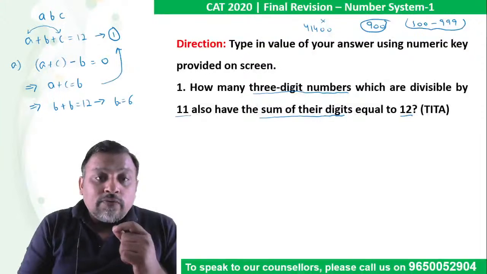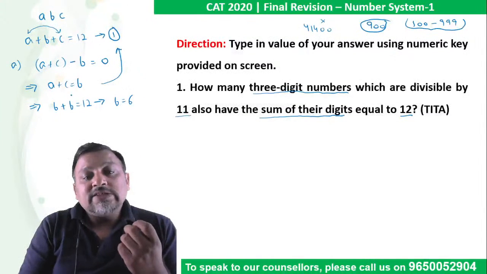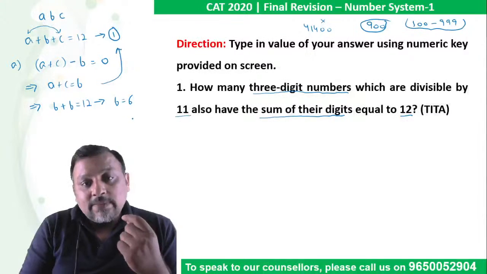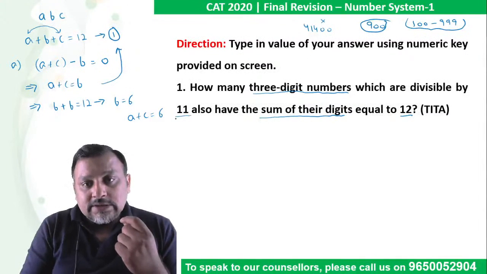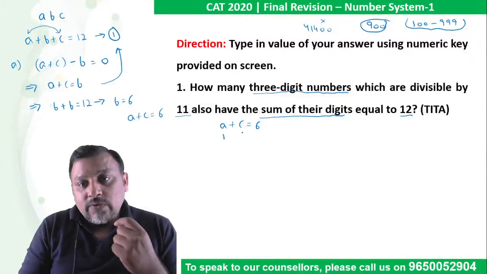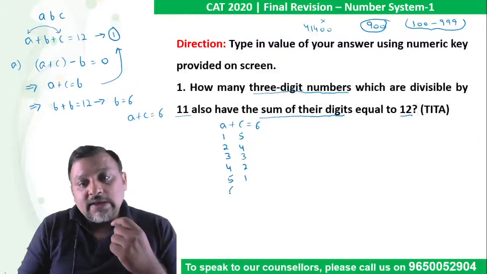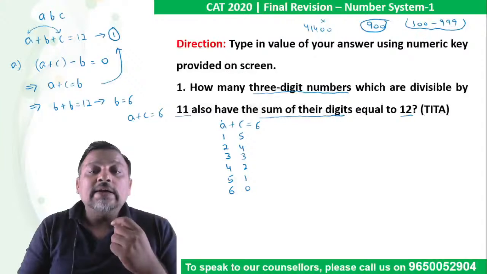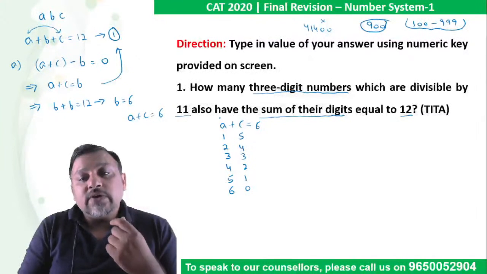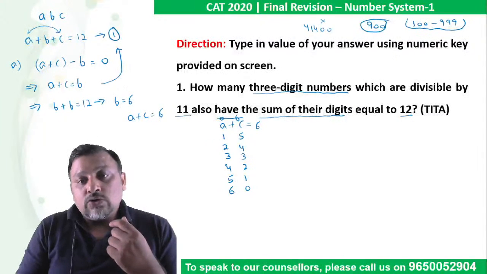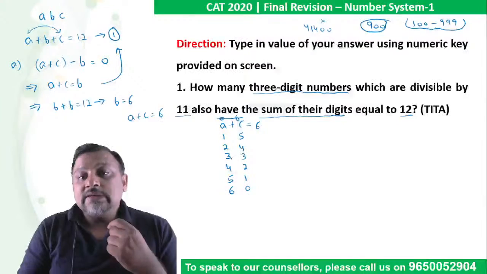Okay. So we know B is 6. If I substitute it here, I am getting A plus C is equal to 6. So the possible values for A and C are: if A is 1, C is 5. If A is 2, C is 4. Then 3 each. If A is 4, C is 2. If A is 5, C is 1. And if A is 6, C is 0. We have not taken the case when A is 0 and C is 6, because then it will not be a three-digit number. So how many such numbers are we getting in this case? 6 numbers.